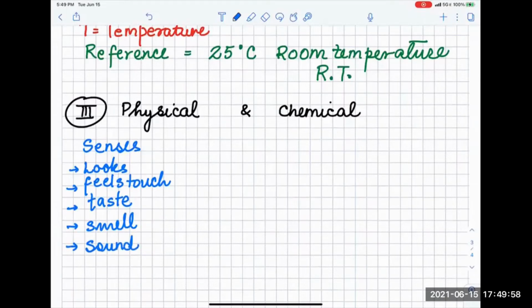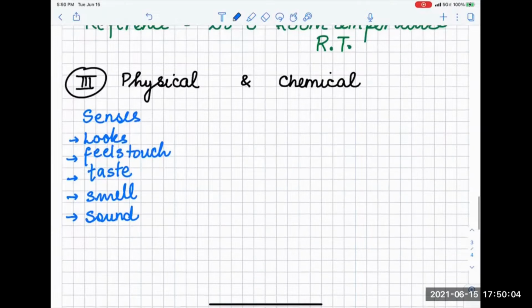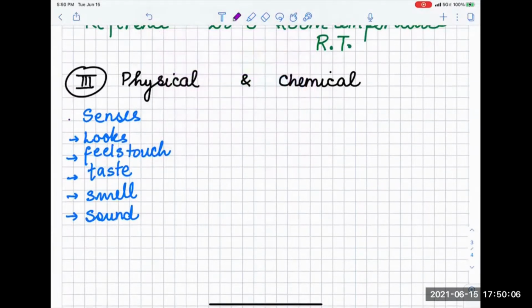Does it have a metallic sound? When it falls, does it fall with a thud sound, like all those sounds? So these are basically how we identify a substance based on our senses.